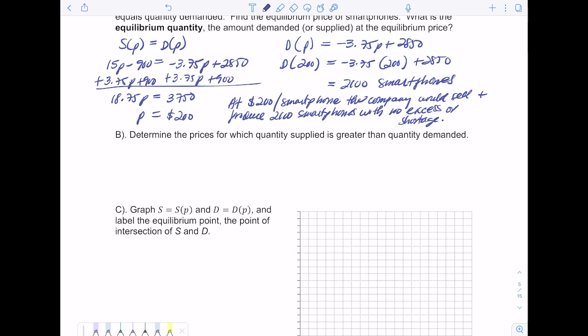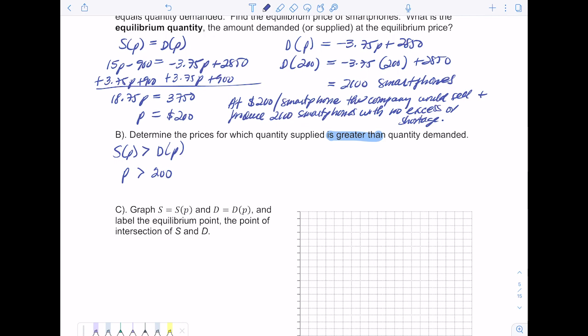Okay, in letter B, it says determine the prices for which the quantity supplied is greater than the quantity demanded. Okay, is greater than refers to an inequality. So now this is just going to change to S of P is greater than D of P. So we already know the answer. If we took the expression 15P minus 900 and had it greater than negative 3.75P plus 2850, P is just greater than 200. It's the same answer as letter A, except it switches to greater than.